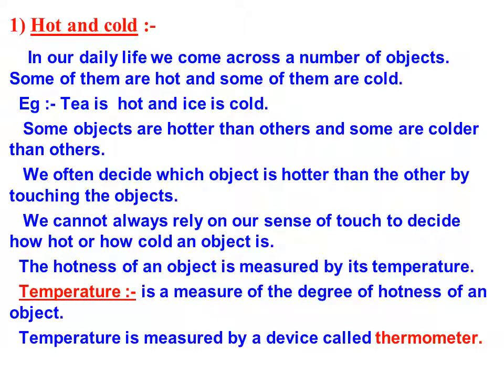Heat and temperature is measured by the property of the object, whether it is hot or cold. In our daily life, we come across a number of objects. Some are hot, some are cold. For example, tea is hot, ice is cold. Why they are hotter or colder depends on the temperature. So the hotness and coldness of an object is measured by its temperature, and temperature is measured by a device called a thermometer.